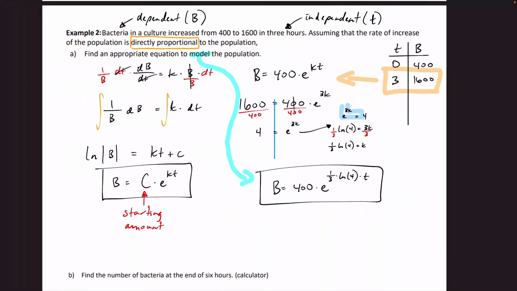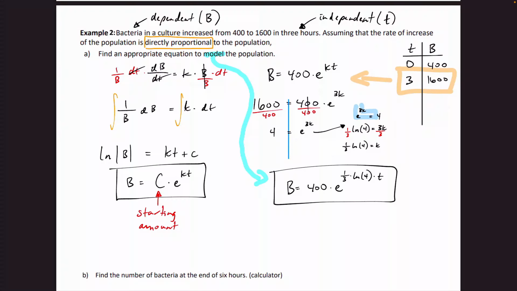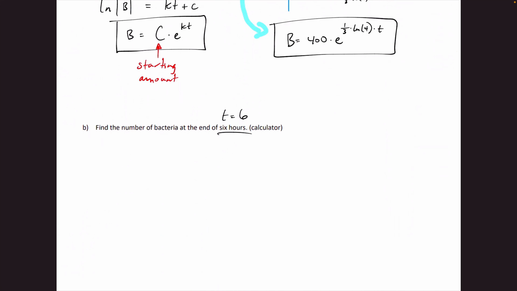Okay? Yeah, so the next one, what are we going to do? What do you think we're going to do to solve for at the end of 6 hours? Plug in 6. Plug in 6 for T, yeah. Plug in 6 for T. 400. So B equals 400 e to the natural log of 4 over 3 times 6. So yeah, calculator.